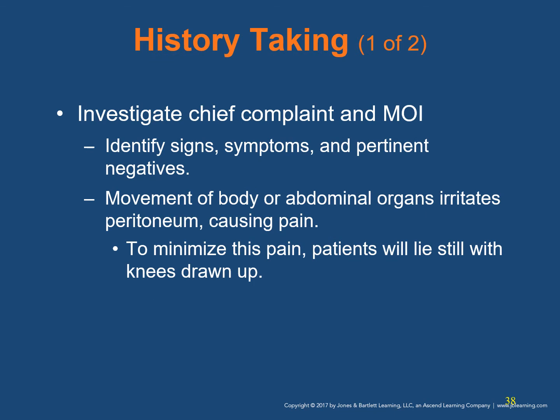History taking. Clarify the chief complaint and MOI. Also identify associated signs and symptoms and pertinent negatives. Note the position in which the patient is lying. Movement of the body or the abdominal organs irritates the inflamed peritoneum, causing additional pain. To minimize this pain, patients will lie still, usually with their knees drawn up. Breathing will be rapid and shallow.